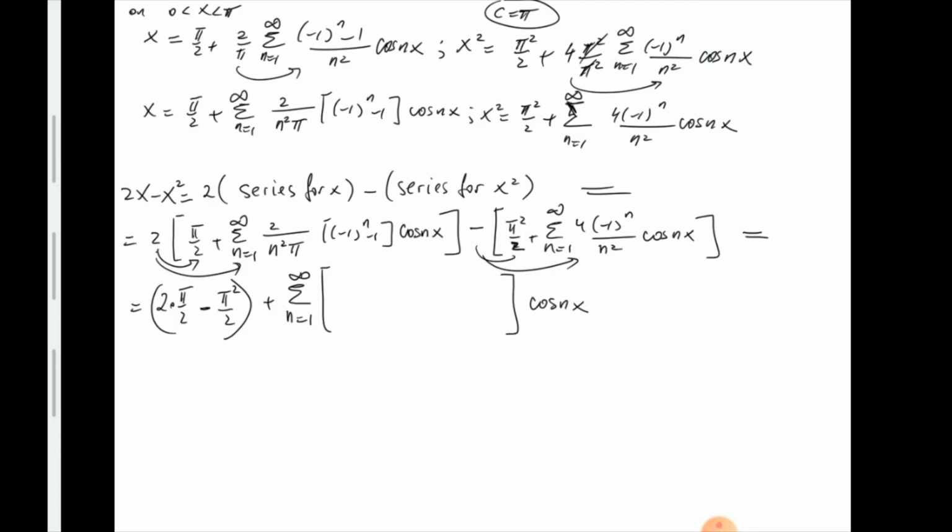When you pull out cosine of nx, you're going to have 2 times 2 over n squared pi. That makes it 4 over n squared pi times minus 1 to the n minus 1. And then minus the other term from the other summation, 4 times minus 1 to the n over n squared. And it's perfectly fine to leave it like that. If you think you have enough time, you can do some little algebra to see if you can make this shorter.